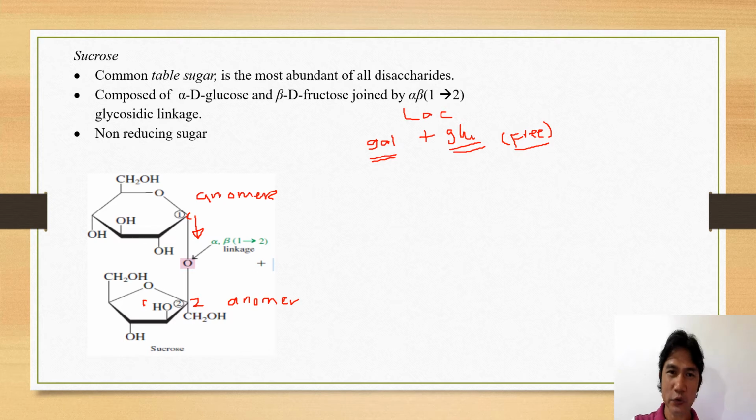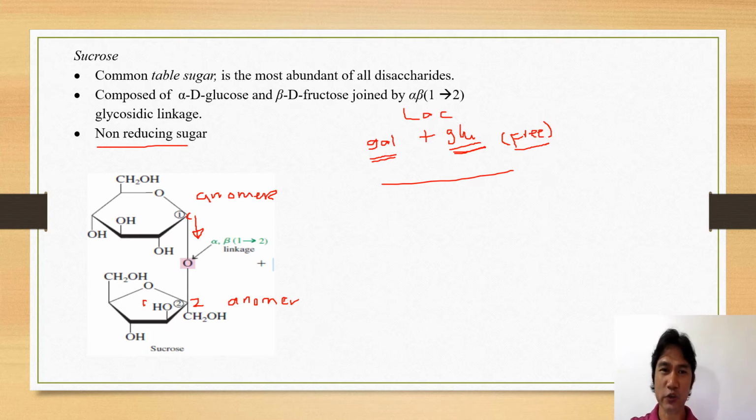That's why sucrose is generally called a non-reducing sugar, because sucrose does not have a free anomeric carbon. Unlike lactose, which has a free anomeric carbon. Where is the free anomeric carbon? In the glucose molecule. That's why lactose is considered a reducing sugar, whereas sucrose is a non-reducing sugar due to the absence of a free anomeric carbon.